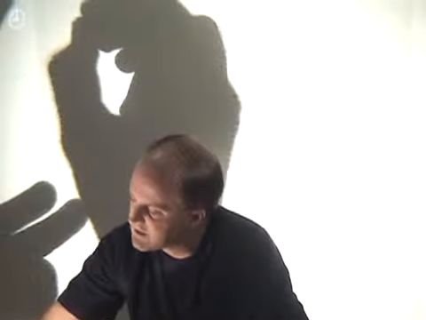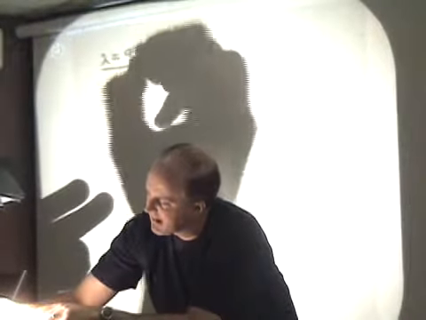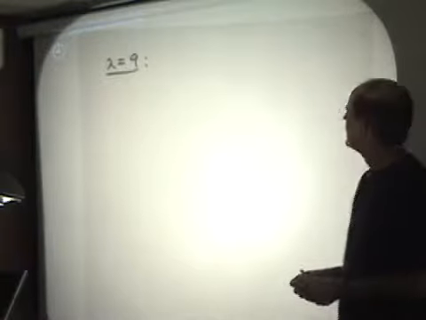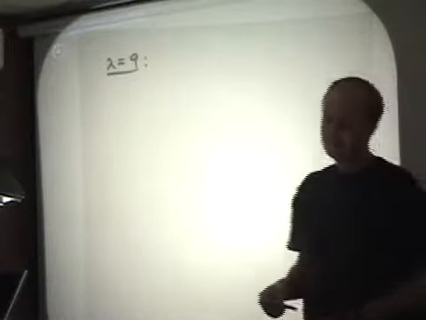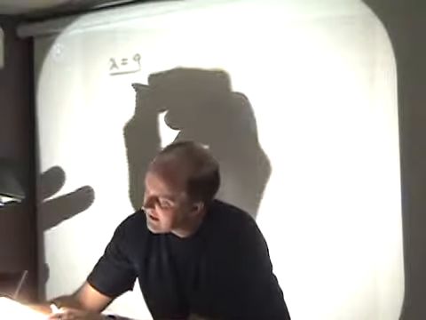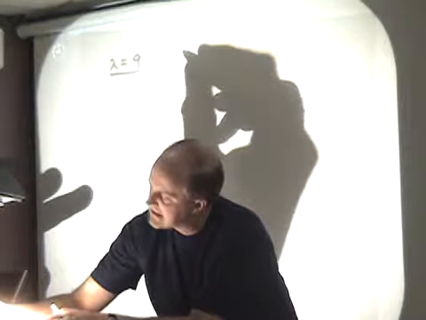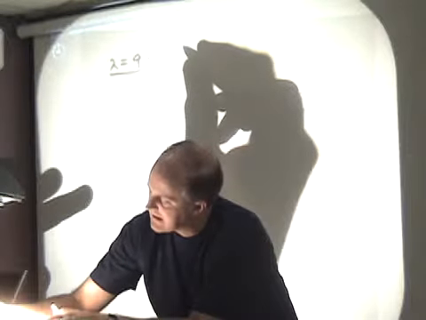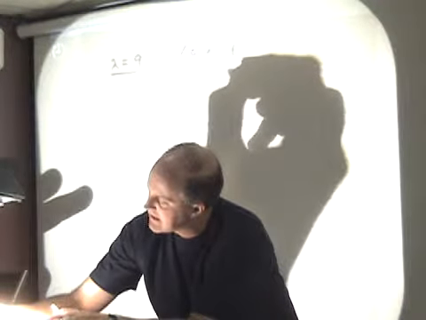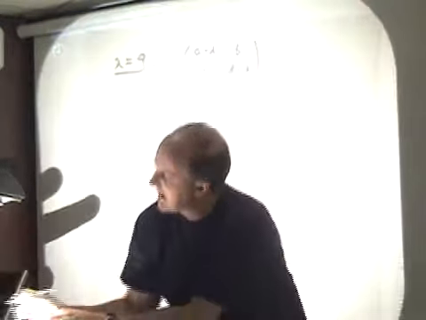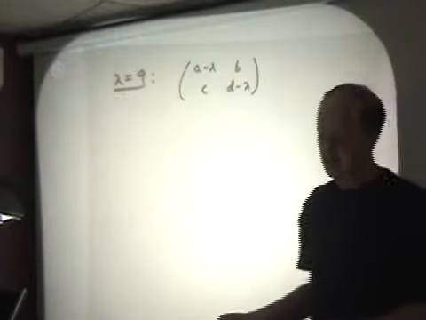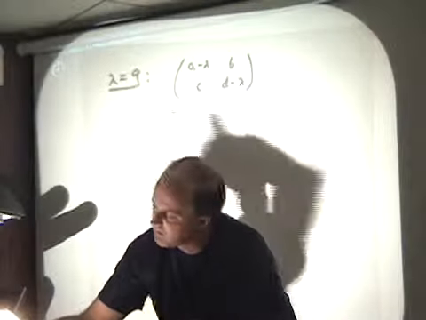I need to go to the eigenvectors now. So consider the positive eigenvalue 9. Find the eigenvectors corresponding to that. I need to replace the lambda in a minus lambda, b, c, and d minus lambda. I need to replace the lambda with a 9, where a, b, c, and d are the numbers that I had before.